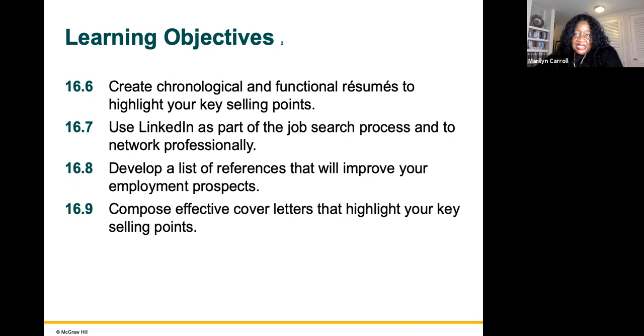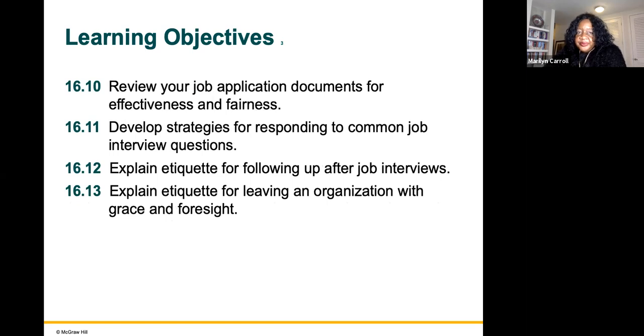We're going to use LinkedIn as part of our job search process and to network professionally. And we're also going to develop a list of references that will improve our employment prospects. Then we're going to choose effective cover letters to highlight our key selling points.